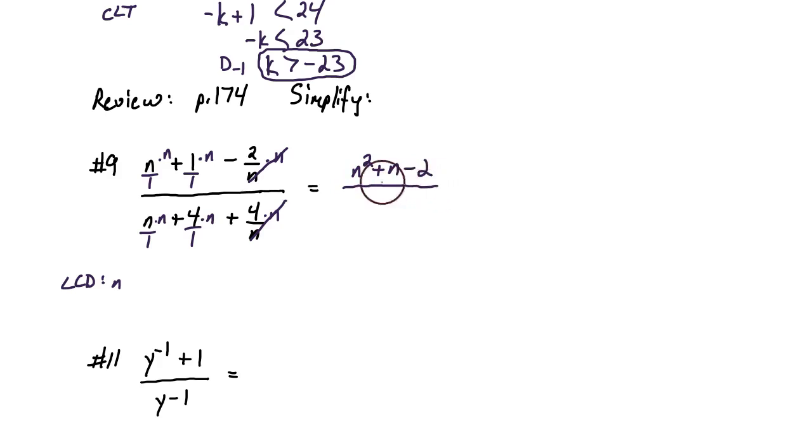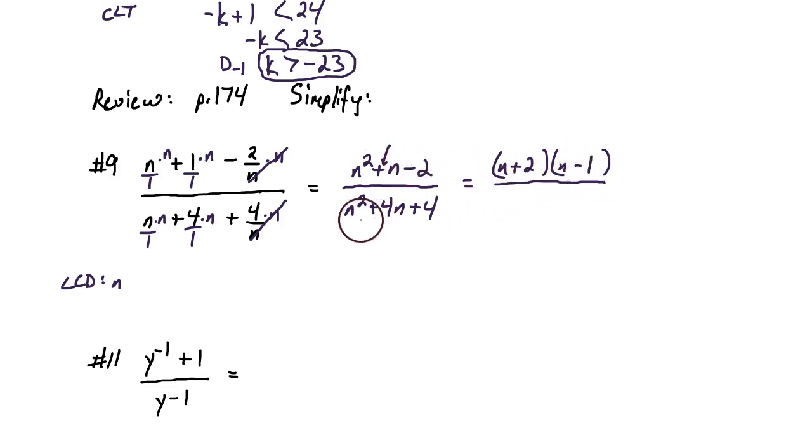Under the big fraction line, n times n is n squared. 4 times n is positive 4n, and then positive 4. We might be able to do more reducing if we can get these in factored form. Let's try FOIL. N times n is the n squared. Positive 2 times negative 1 makes negative 2, and those two numbers add to a positive 1.